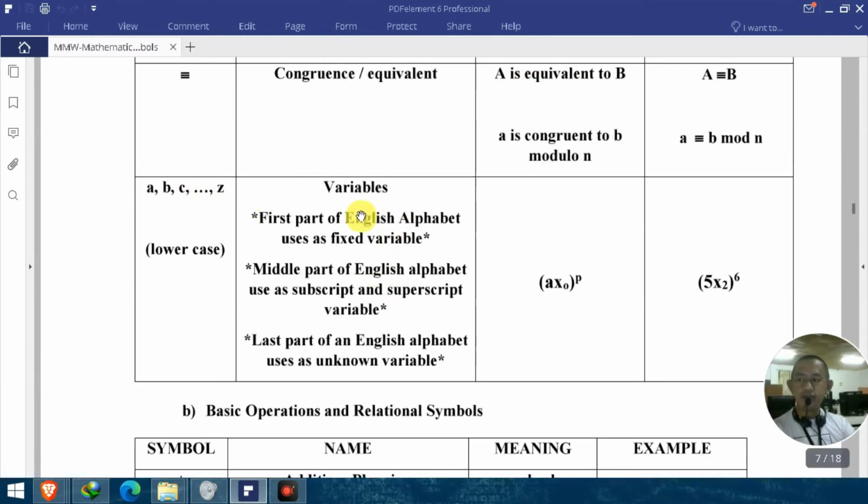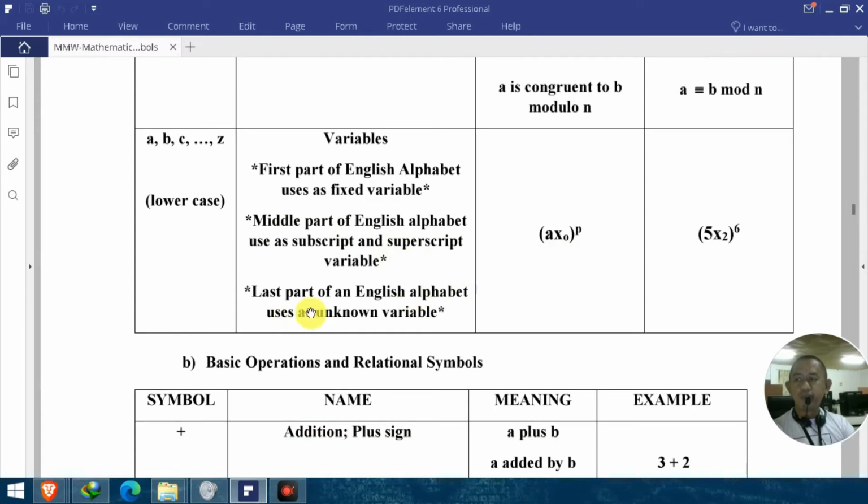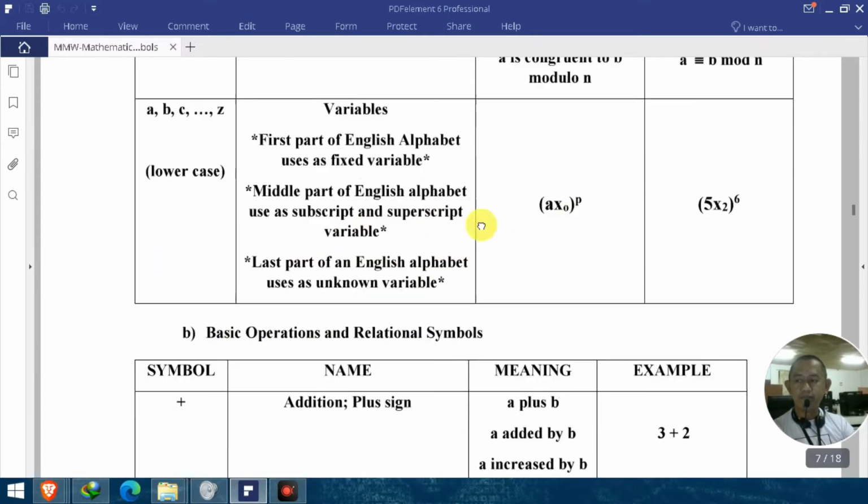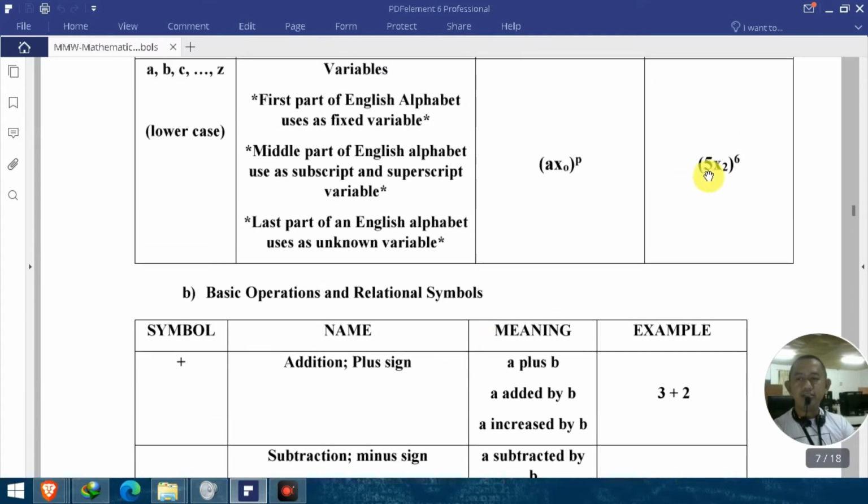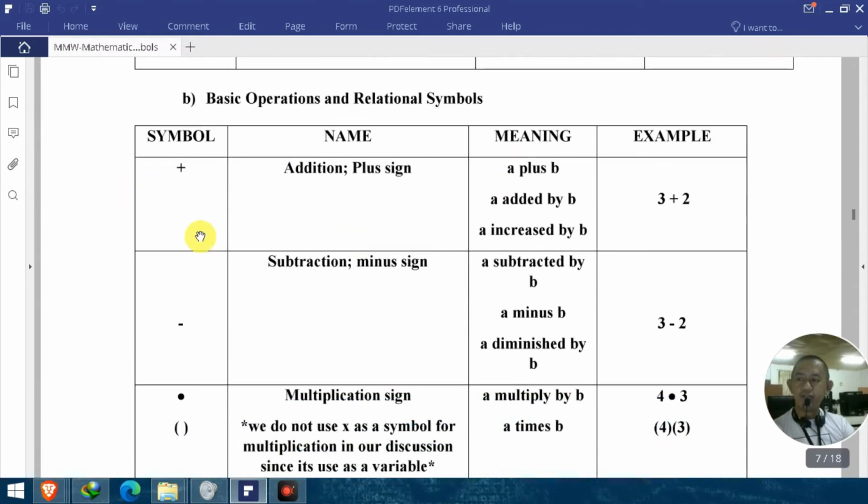So we have A, B, C. Those are the alphabets in your variables. The English alphabet is considered our variables, lowercase, depending on how you are going to use it, but normally it is lowercase. So we have here a symbol, A x subscript. Subscript is the one below. Superscript is the one above. 5x squared, raised to 6, or exponent 6. I'm sure you know this one already.